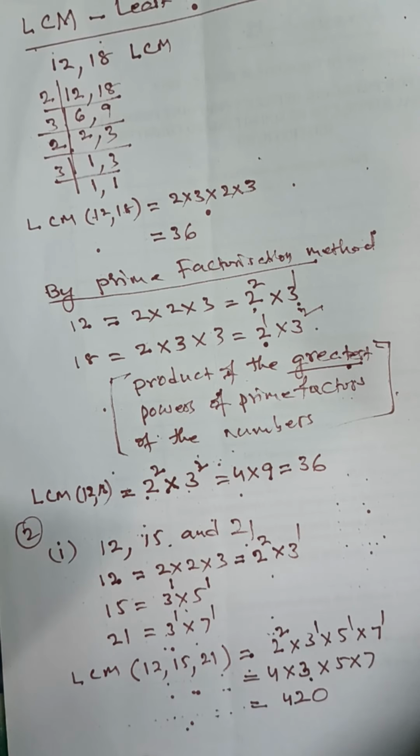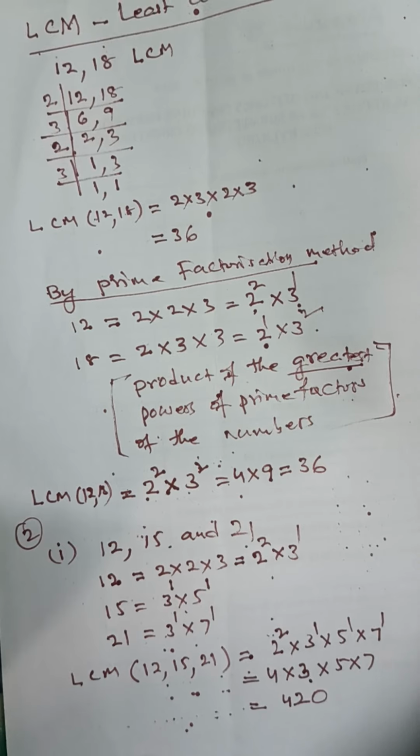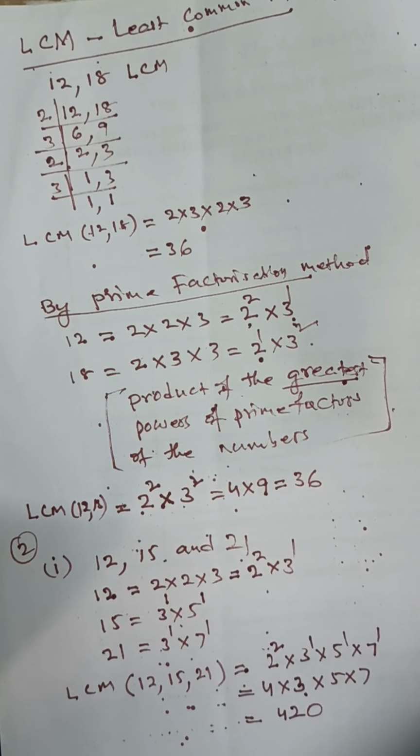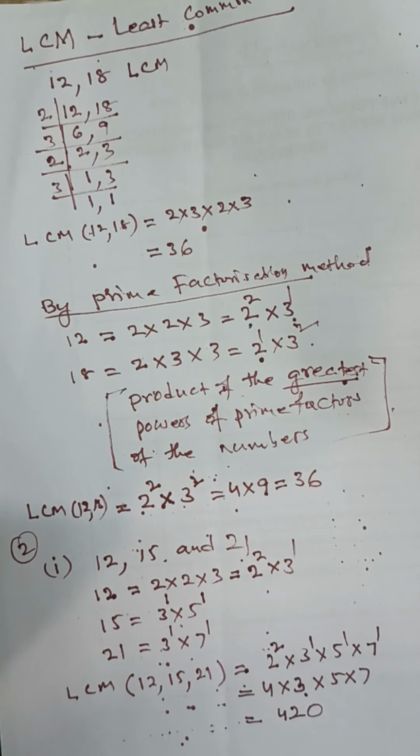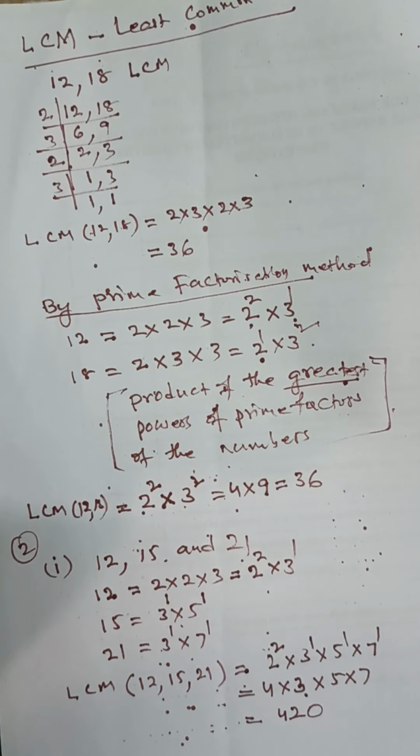One is HCF and the other one is LCM. First, we discussed the fundamental theorem of arithmetic. That theorem says that every composite number can be expressed or factorized as the product of primes, and its factorization is unique, apart from the order in which the prime factors occur. After that we discussed the HCF. HCF means highest common factor.